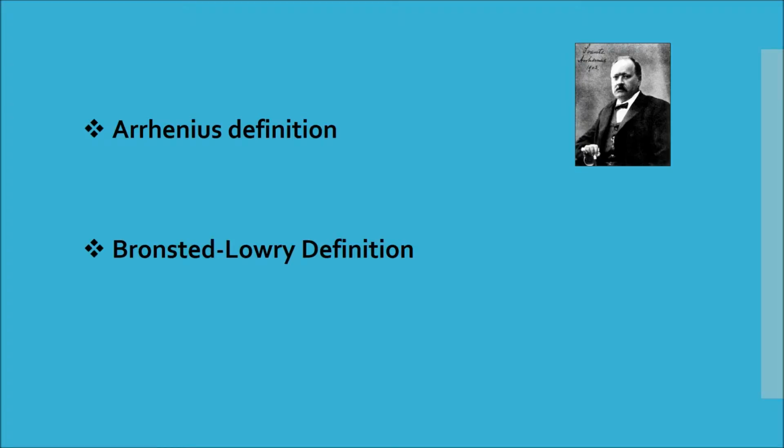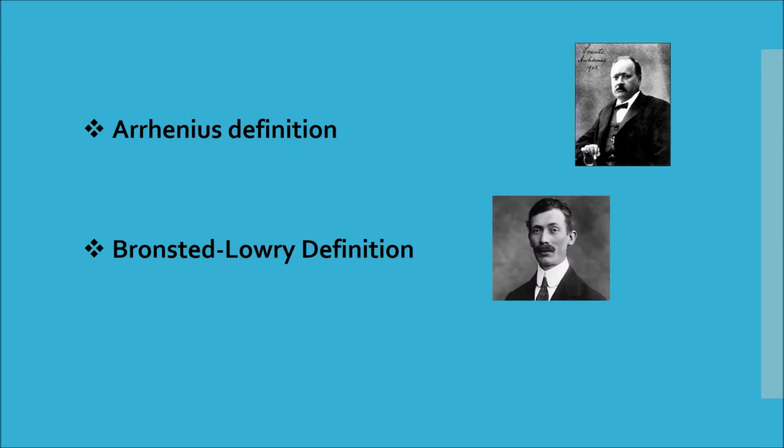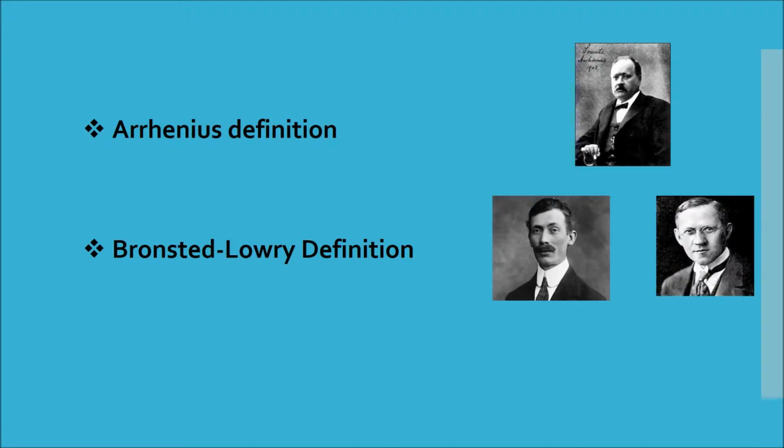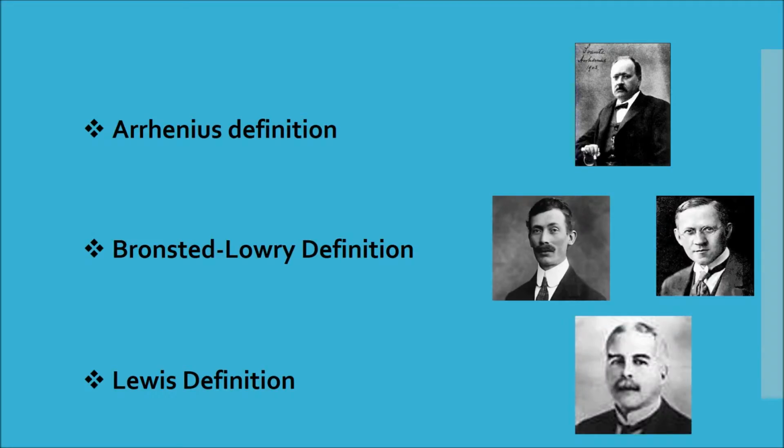And then following the Arrhenius theory was the Bronsted-Lowry definition, which really was an addition to the Arrhenius theory, and it was given by Johannes Bronsted and Thomas Lowry. And the third and final definition is the Lewis definition, which was introduced by Gilbert Lewis in 1923. Now, let us take some time to talk briefly about each of these theories individually.